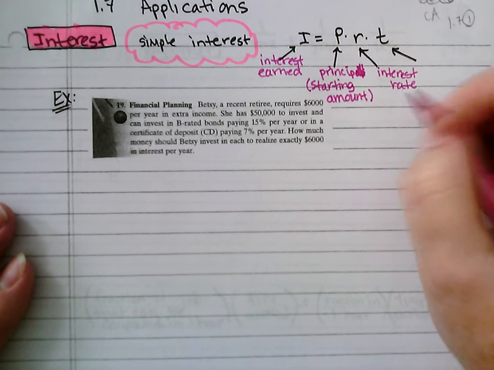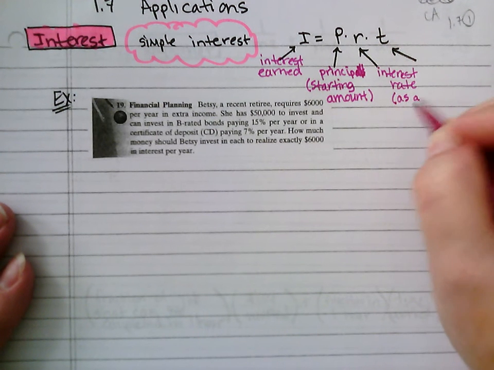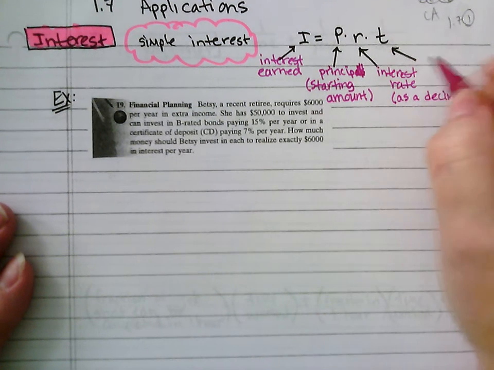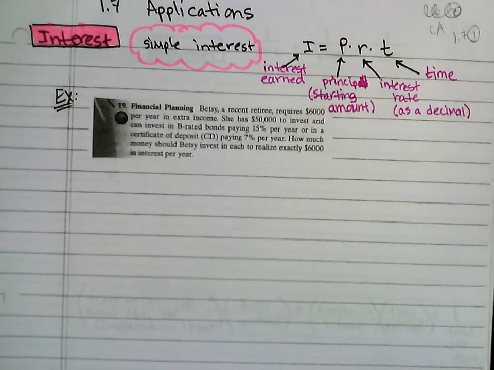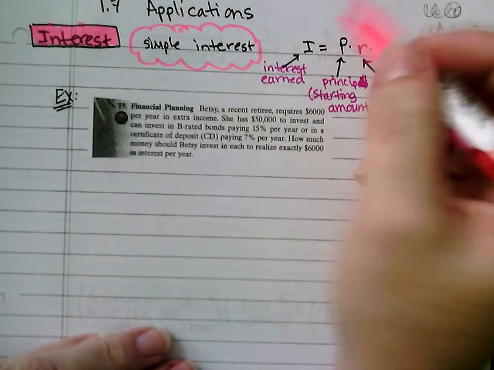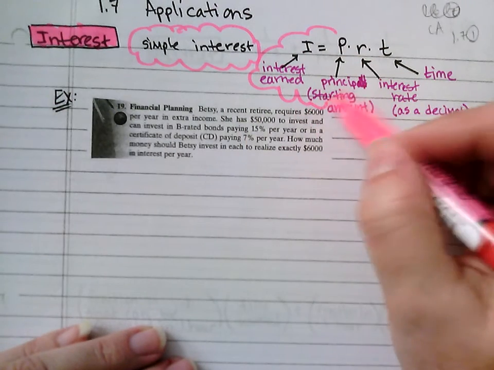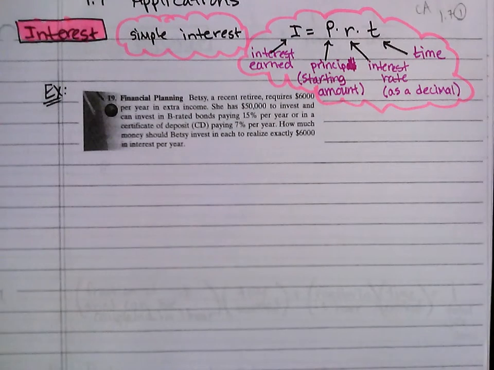And when you use interest rates in problems, it's always going to be as a decimal. And then T is time. So we have I equals P times R times T. And this is the formula we're going to be using for our interest story problems.